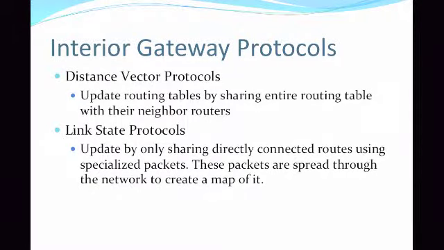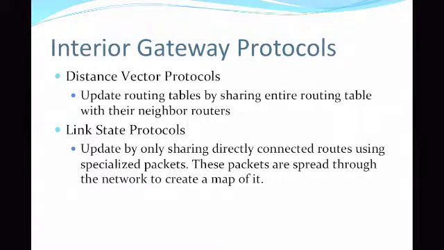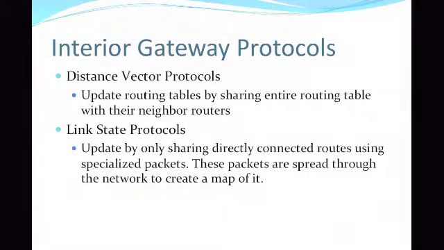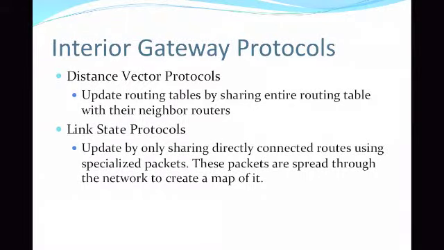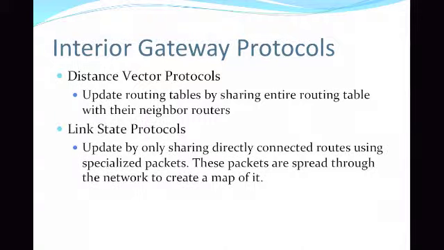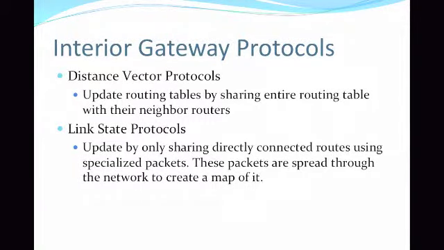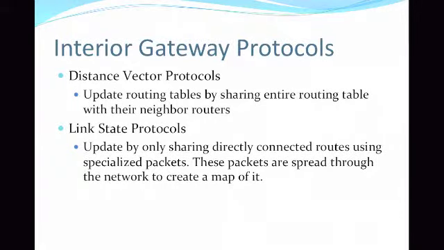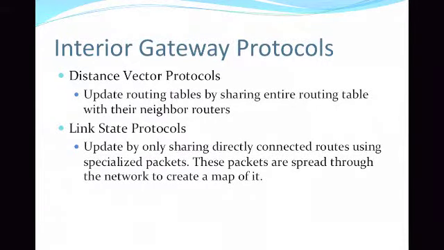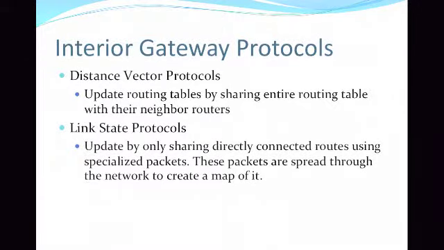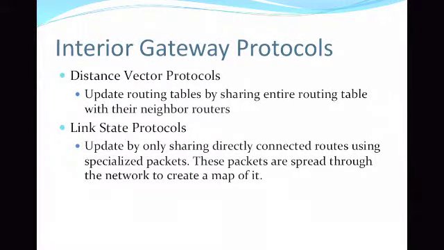Interior gateway protocols can fall into one of two major categories depending upon what method they use to update their routing tables. First are distance vector protocols, which share the whole of their routing table's information with their neighbor routers. Second are link state protocols, which only share information about the networks they are directly connected to, and then share packets all across the network until a map of the entire network is created from these smaller packets.